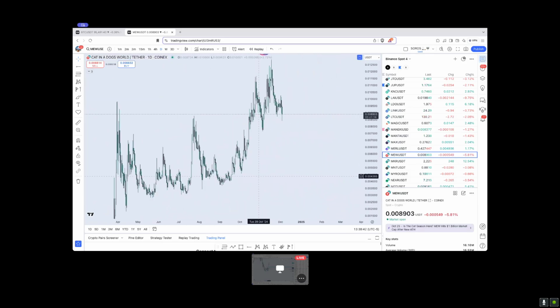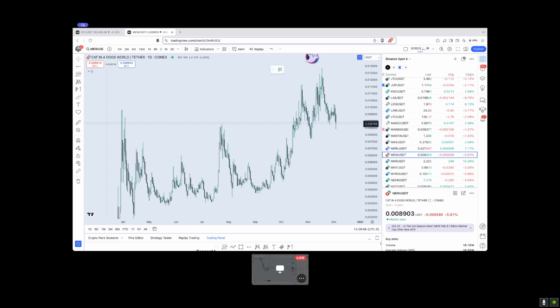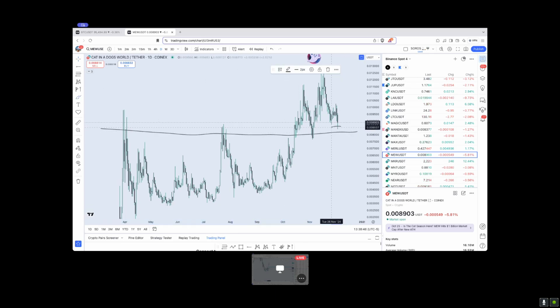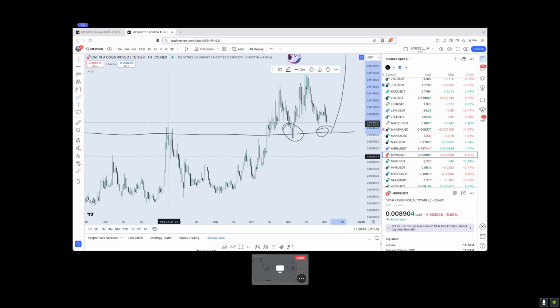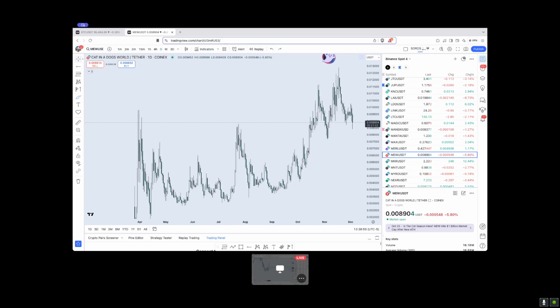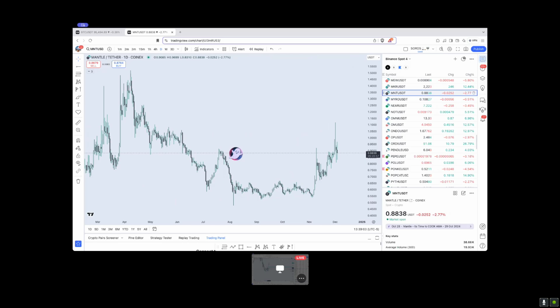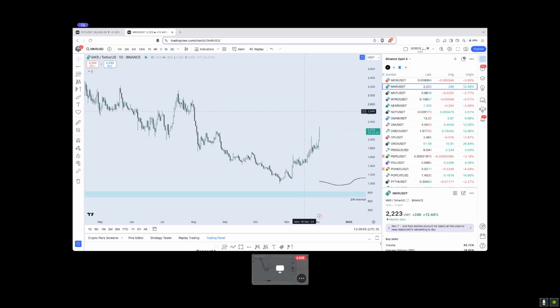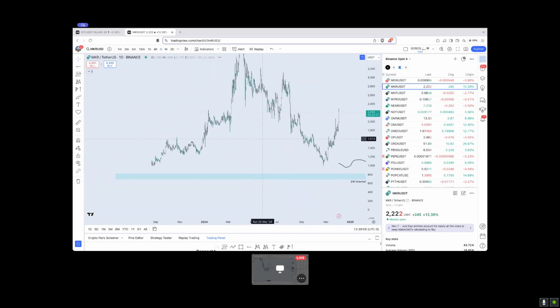MU looks good. It's just retesting previous all-time highs. And you have an order block right there. So that should be held. Maker finally got a bid. Nice coin. It's a good setup.